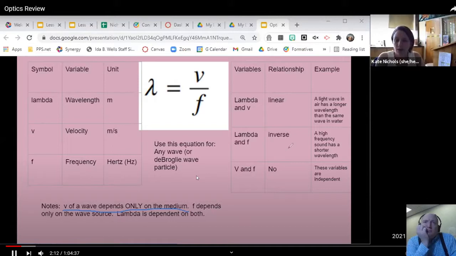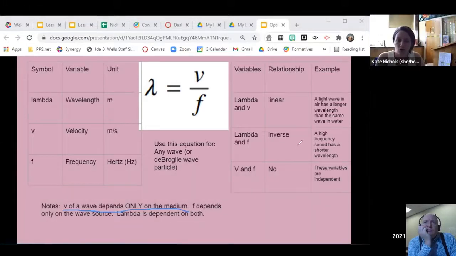That's an inverse relationship, and that one should be more intuitive. There is no relationship between velocity and frequency because those are the independent variables. The only way you can control the velocity is by changing the medium, and the frequency only depends on the wave source. Lambda is the thing that links them and is dependent on both of those variables. Any questions on this equation?